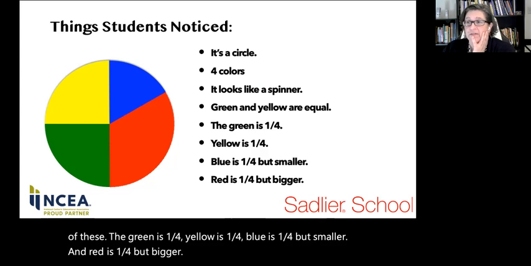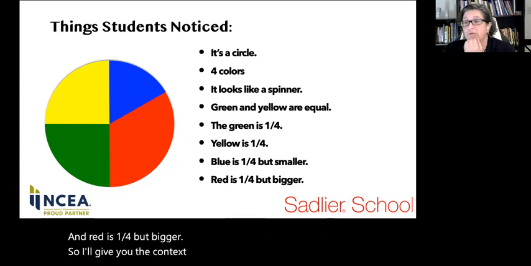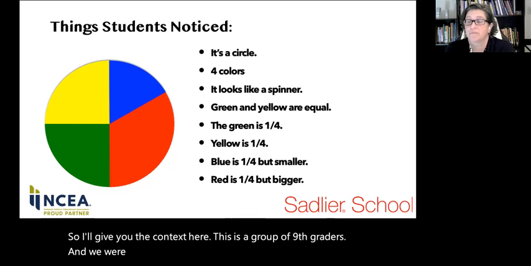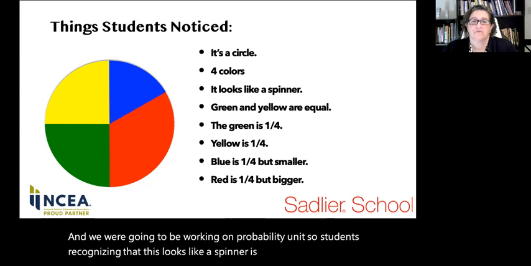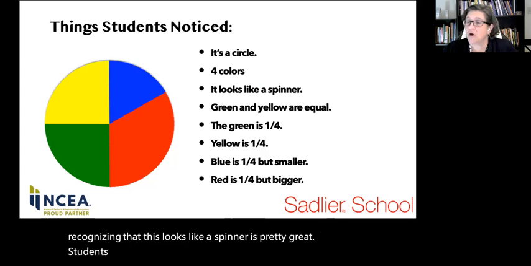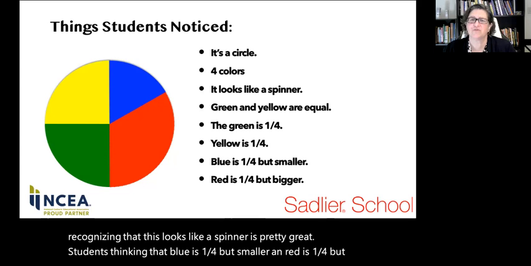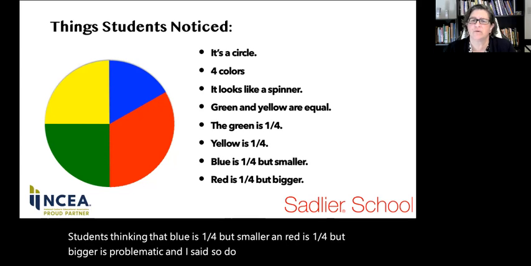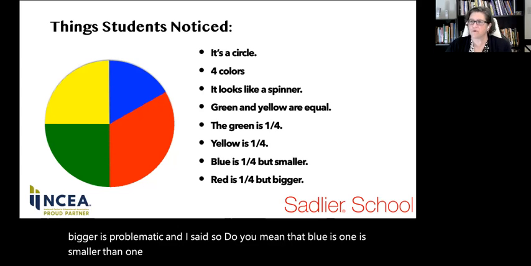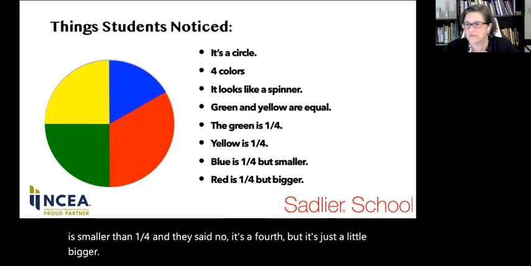So I'll give you the context here. This is a group of 9th graders, and we were going to be working on a probability unit. So students recognizing that this looks like a spinner is pretty great. Students thinking that blue is 1/4 but smaller and red is 1/4 but bigger is problematic. And I said, so do you mean that blue is smaller than 1/4? And they said, no, it's a 1/4, but it's just a little bigger. And it's 1/4 but a little bit smaller, right?